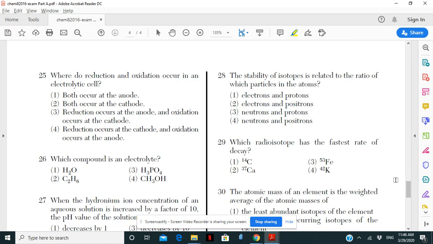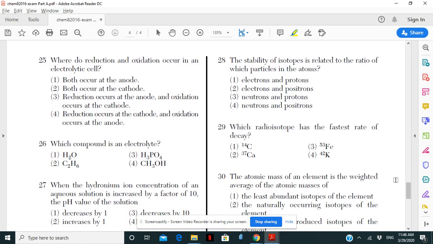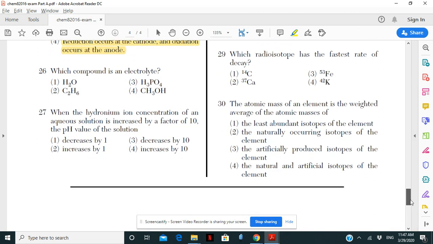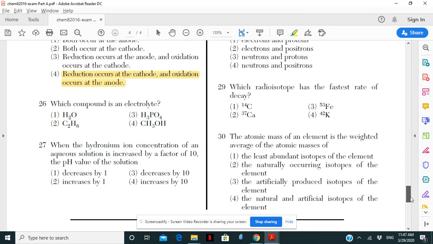Question number 25. Where do reduction and oxidation occur in an electrolytic cell? We said reduction always occurs at the cathode and oxidation always at the anode. Reduction occurs always at the cathode and oxidation at the anode, never changing, whatever the type of the cell.